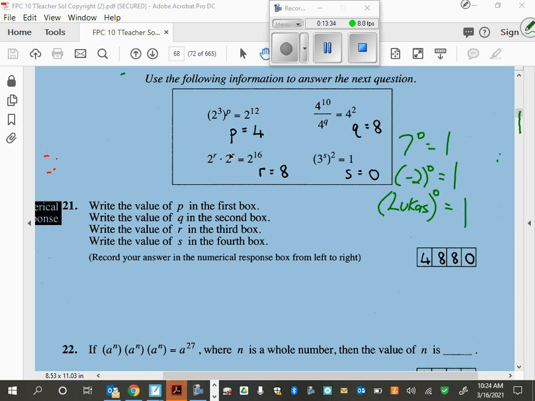Anything to the 0 exponent equals 1. And you should have been taught why that equals 1 in grade 7.